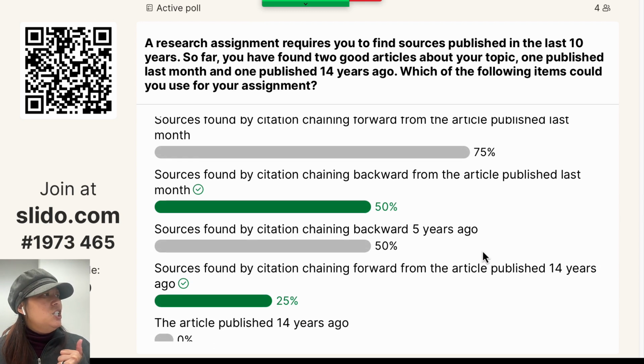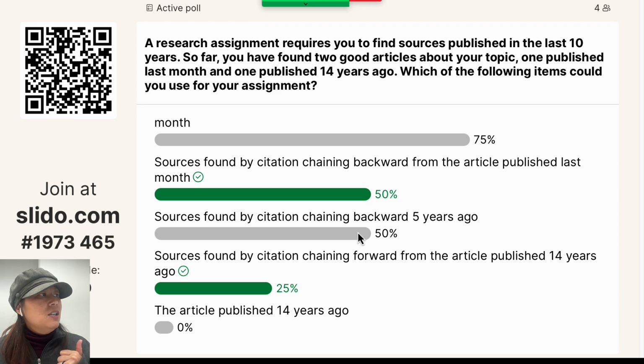Sources found by citation chaining backward 5 years ago. Remember, if you're taking this one, which was published 14 years ago, and you citation chain backward 5 years, you're now looking at publications that were published 19 years ago, right? Sources found by citation chaining forward from the article published 14 years ago. Yes, depending, right? Anything that was published between 14 years ago and 10 years ago may not count. Okay, article published 14 years ago.